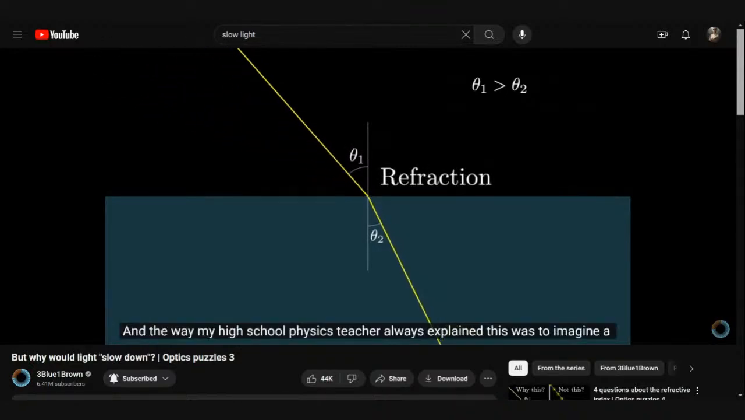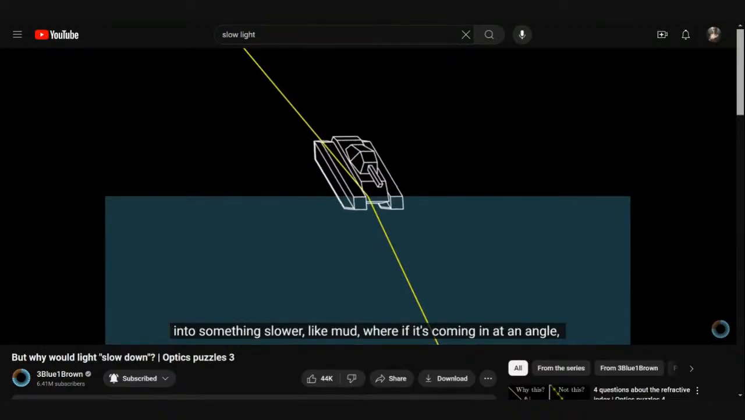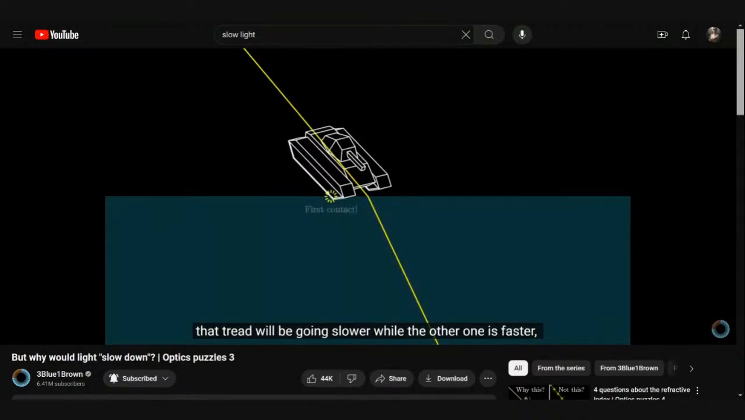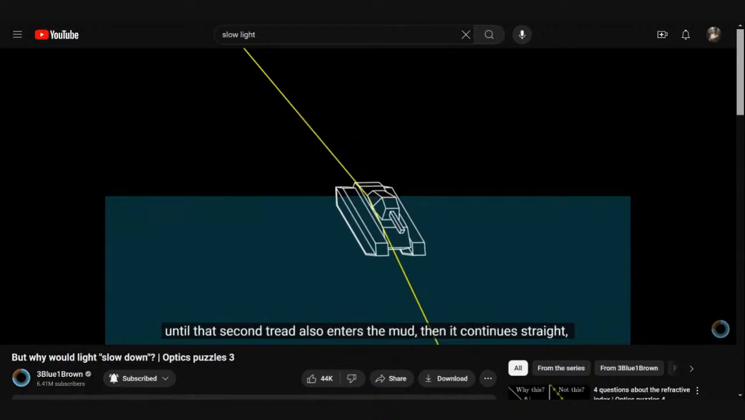And the way my high school physics teacher always explained this was to imagine a tank going from some region where it can travel relatively quickly, like concrete, into something slower, like mud, where if it's coming in at an angle, then as one of its treads hits the slow region first, that tread will be going slower while the other one is faster, causing the whole tank to steer a little bit until that second tread also enters the mud, then it continues straight, just traveling a little slower.